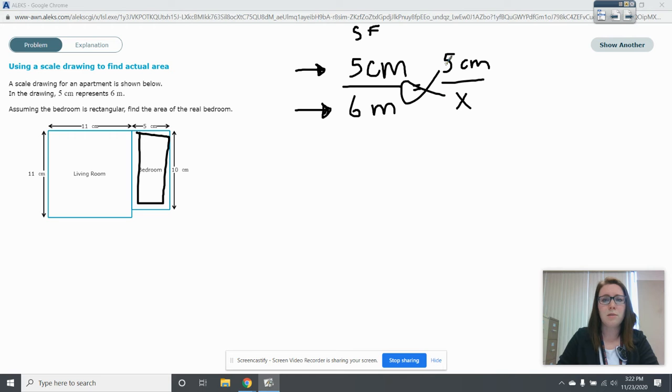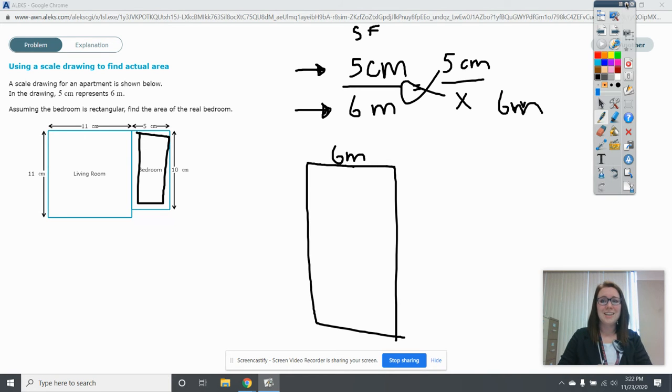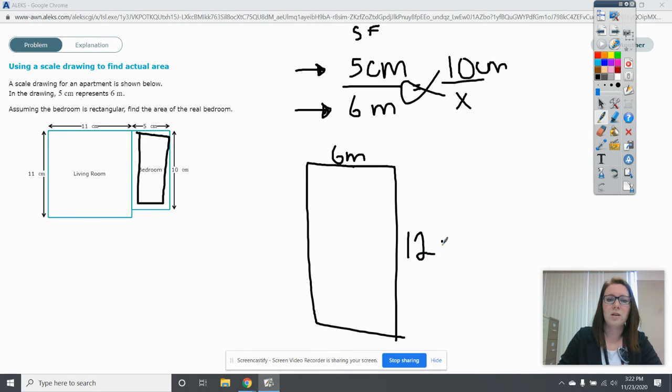When you do your fish method, 5 times 6 is 30, divide by 5. Again, that equals 6 meters. So the real dimensions of the bedroom, 6 meters over here. Now we have to solve this again, but instead of 5 centimeters, we're going to use the other dimension of the bedroom, which is 10 centimeters. Oops, sorry, I put that in the wrong spot. It goes up here, 10 centimeters. And our fish method is going to end up as 12 meters.